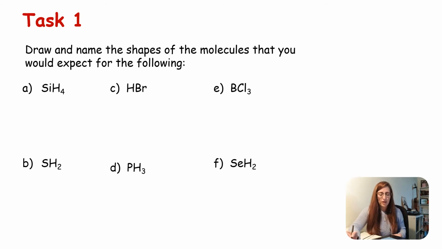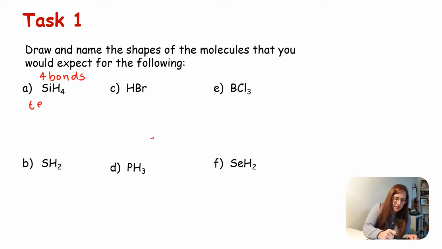For A, we've got a silicon atom bonded to 4 hydrogen atoms. So this molecule is going to have 4 bonds in it, because each of those hydrogens is going to be bonded to the silicon atom. And that is then going to adopt a tetrahedral shape.